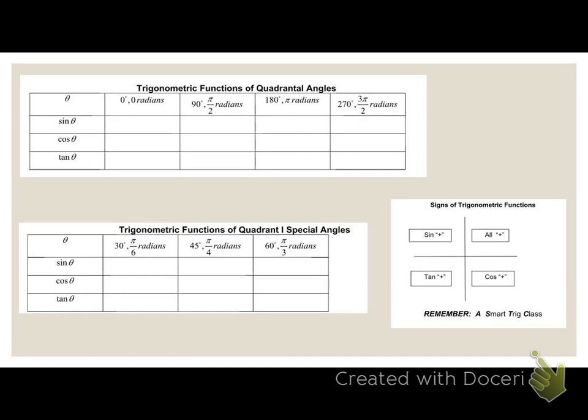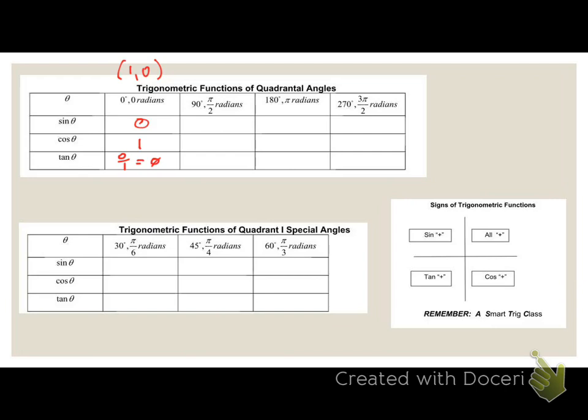Okay? All right, so first, at 0 degrees or 0 radians, we know that the coordinates there, because the unit circle has a radius of 1, are 1, 0. We know that sine is the y, so that means that sine of 0 is 0. Cosine of 0 degrees or 0 radians is 1. Tangent is what we get when we take sine over cosine. Well, sine over cosine gives you 0 over 1, or just 0.